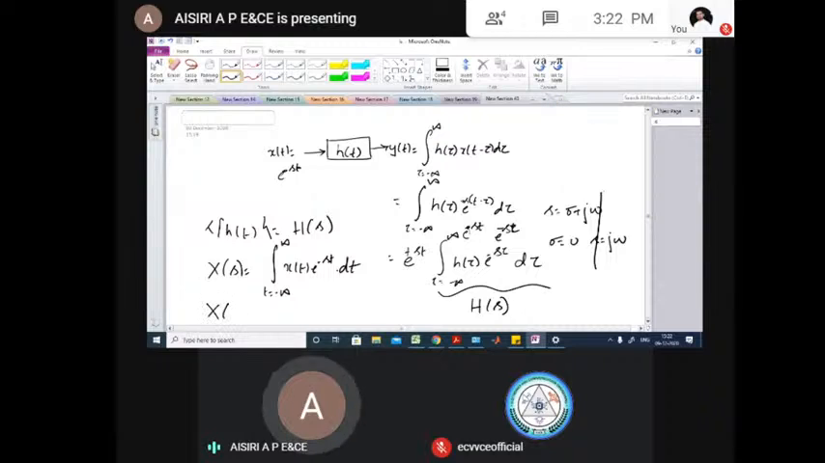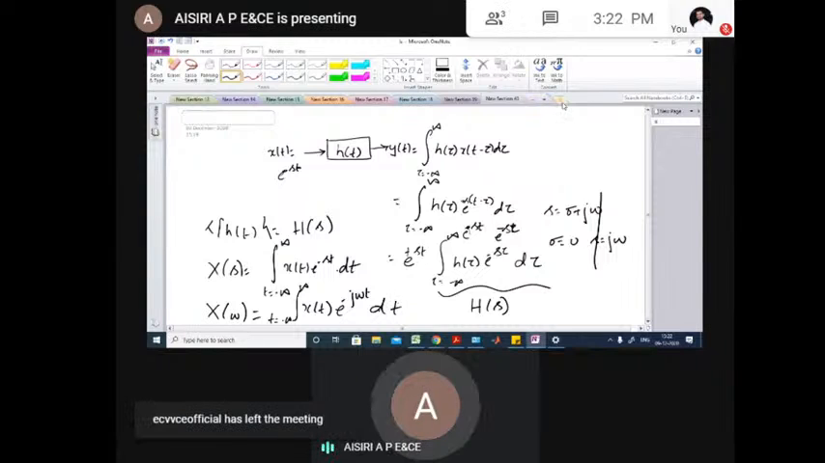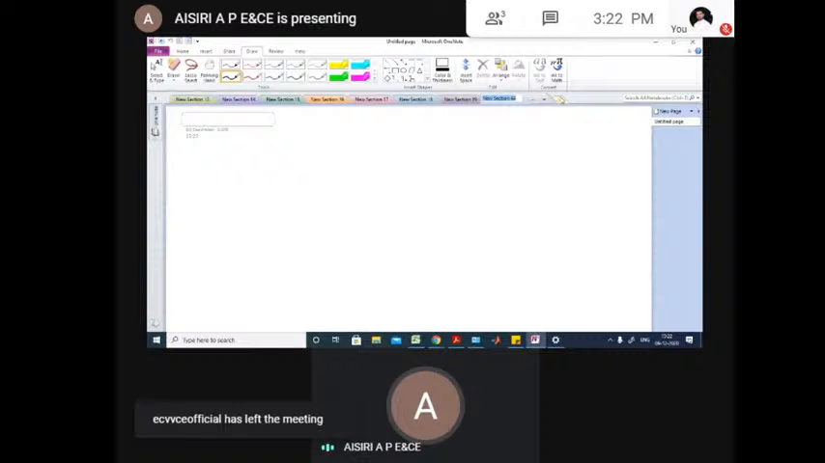X of omega is equal to the integral from t equal to minus infinity to plus infinity of x of t, because this is j omega, so we get e power minus j omega t dt. So I can say that we get the Fourier transform. So Laplace transform is a generic one, whereas the Fourier transform is a special case of the Laplace transform.